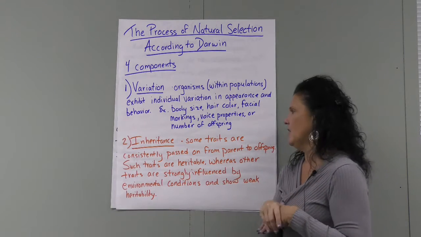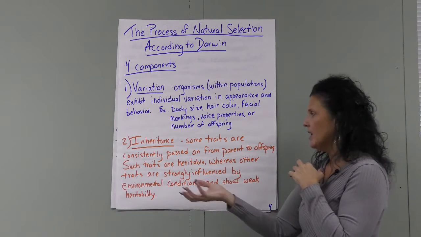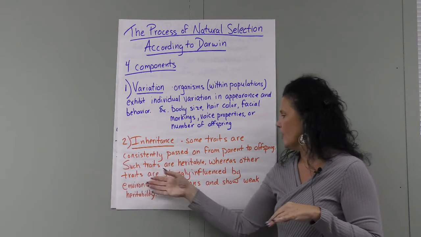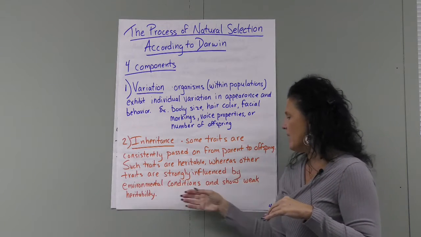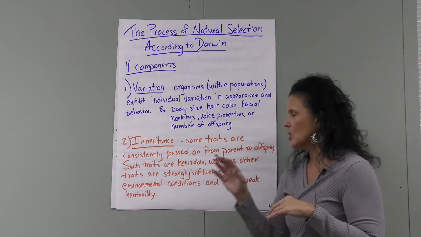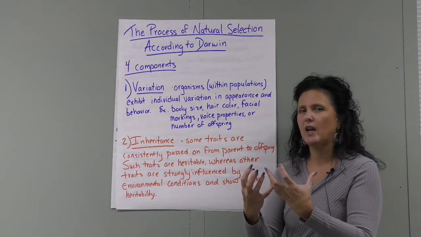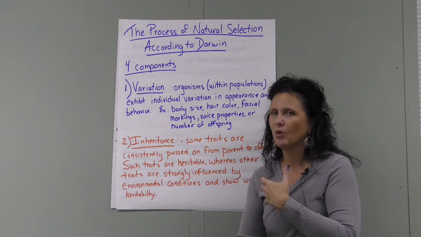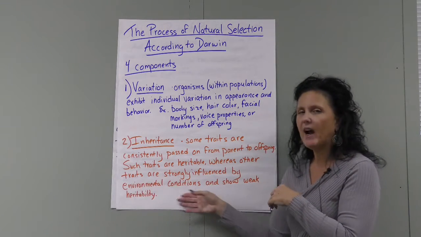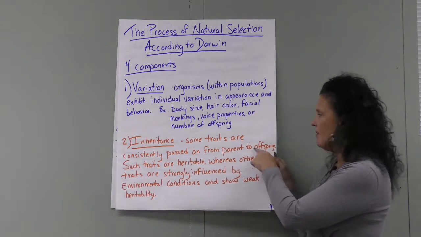The second thing is inheritance. Some traits are consistently passed from parent to offspring, right? Those are called heritable, things that you inherit from your parents. Whereas other traits are strongly influenced by environmental conditions and show weak heritability, right? This just depends on which of these characteristics or traits, genes, are more beneficial. Those are the ones that we're going to see. If they are only influenced by the environment, we may not see the heritability that we see in the ones that are consistently passed on.